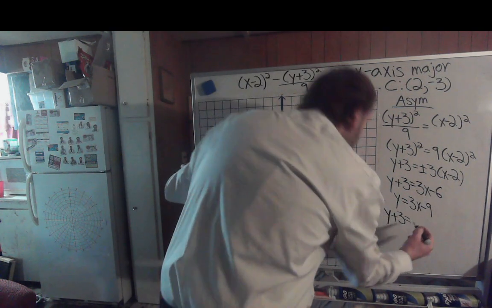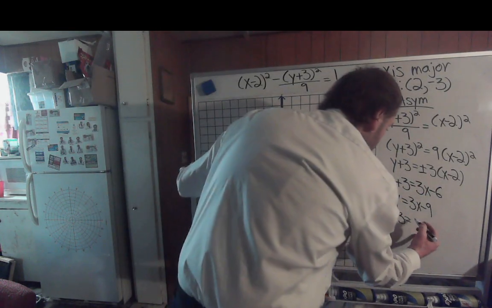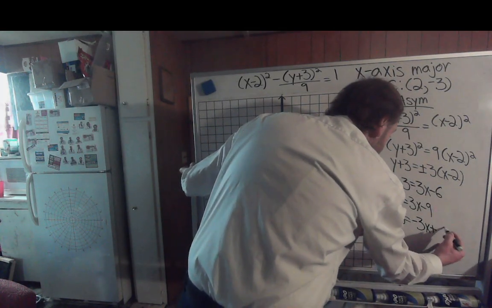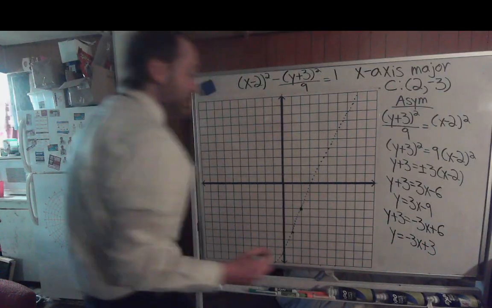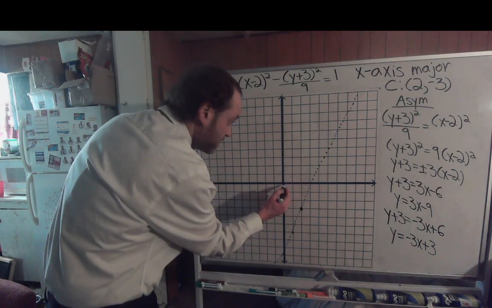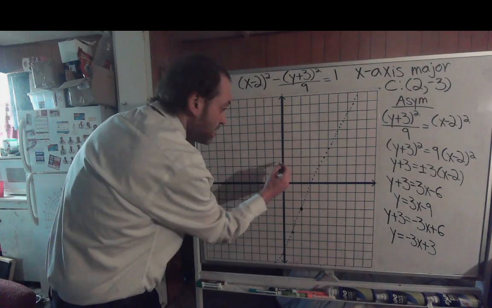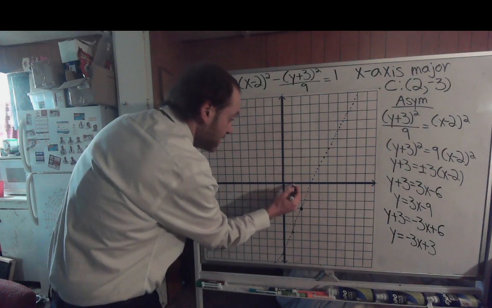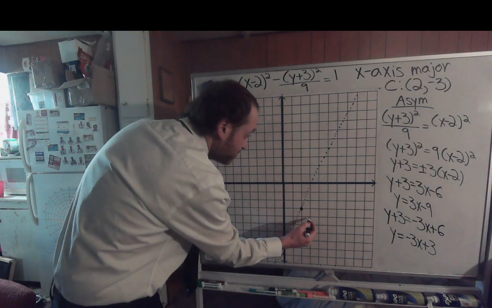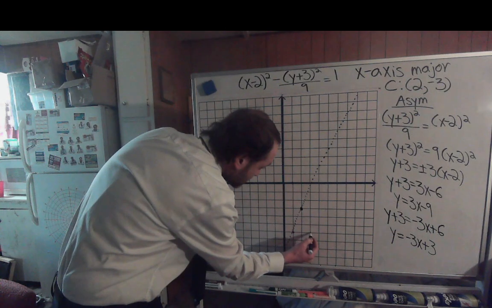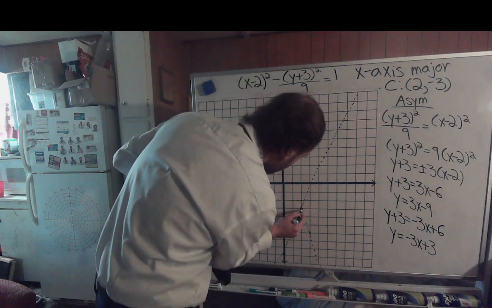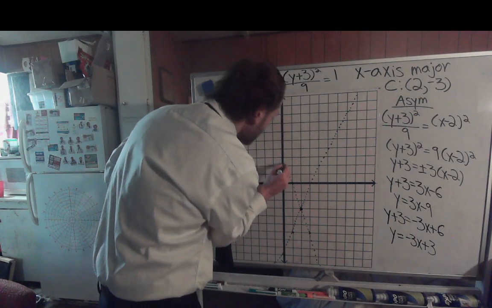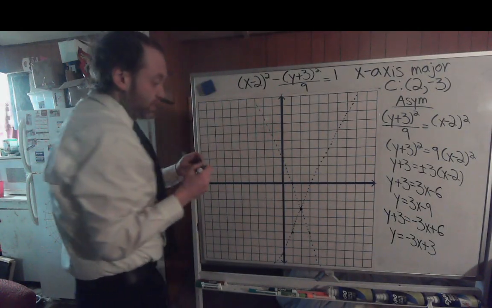Now, to find our second asymptote, we'll take y plus 3. Well, let's go on -3 times x minus 2. So y plus 3 equals -3x plus 6, which would mean y equals -3x plus 3. That's our second asymptote. So at 0, we would get 3. At 1, we would get 0. At 2, we would get -3. And then at 3, we would get -6. All right, so there's our asymptotes.